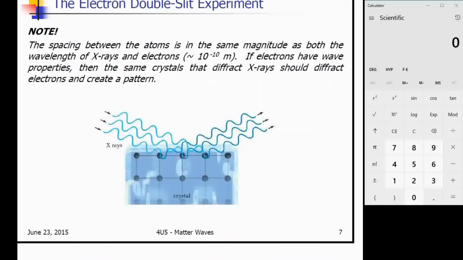So that means that it would act as a slit, and it would be able to exhibit the interference patterns that we would see. So if the electrons have wave properties, then we should see these diffraction patterns.